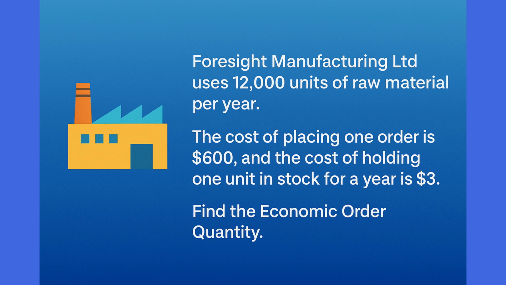Let's work through an example. Full-Site Manufacturing Limited uses 12,000 units of raw material per year. The cost of placing one order is $600, and the cost of holding one unit in stock for a year is $3. Find the economic order quantity.